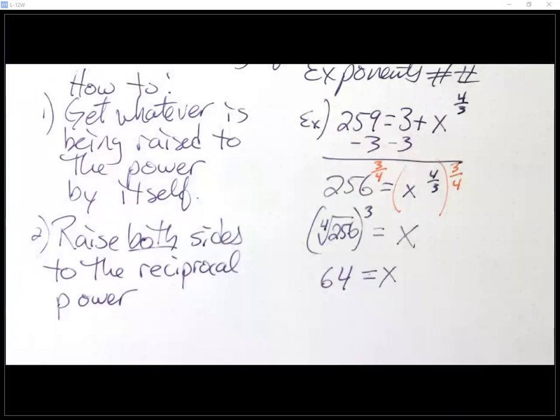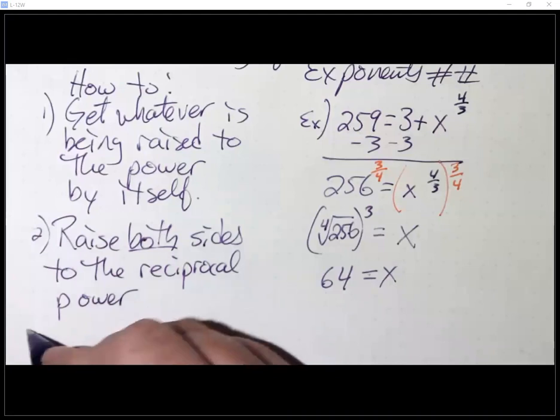What if you get like a rational? If it's not nice, then it would just stay as it is. Okay. So once we did raise both sides to the reciprocal power, then I would just say simplify and solve.